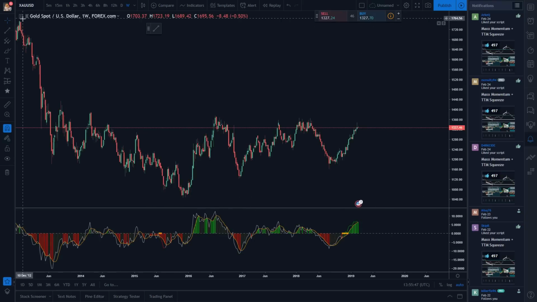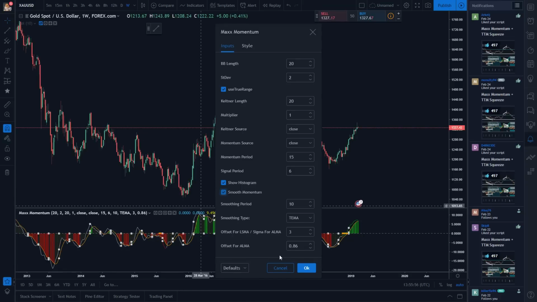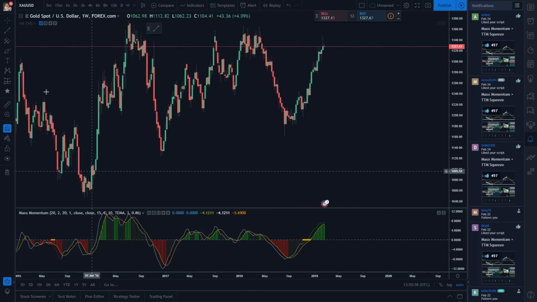So yeah, throughout this video, I'm going to be using the smooth momentum. All you have to do to get that set up as well is go to the format tab and hit smooth momentum. And that's it. That's the exact same setup as I have. Alright, now I'll get into the video.